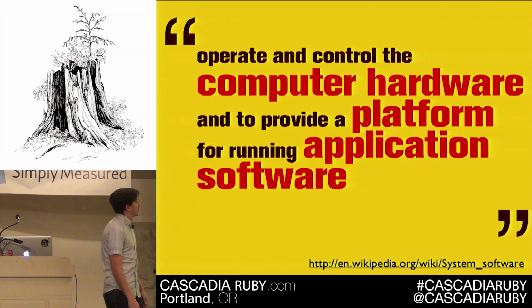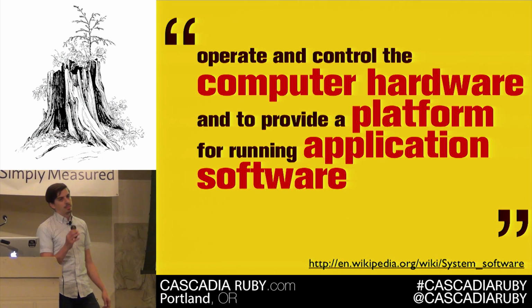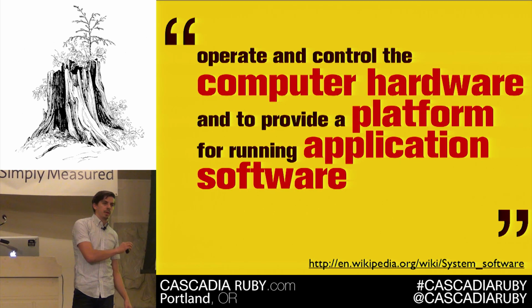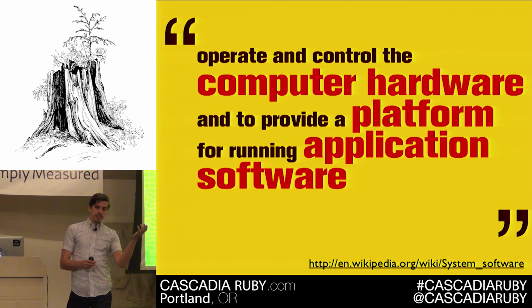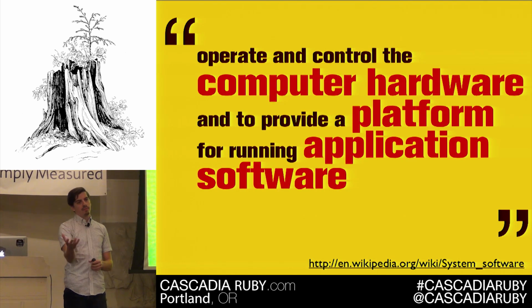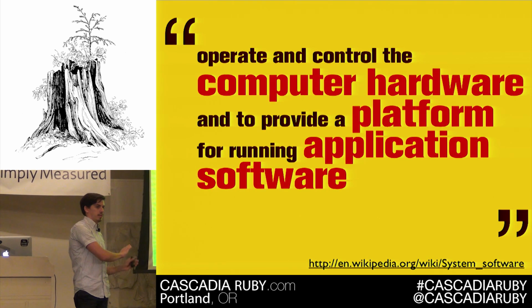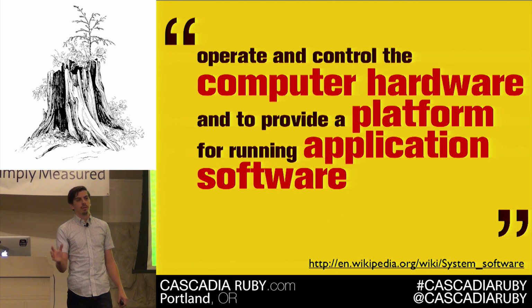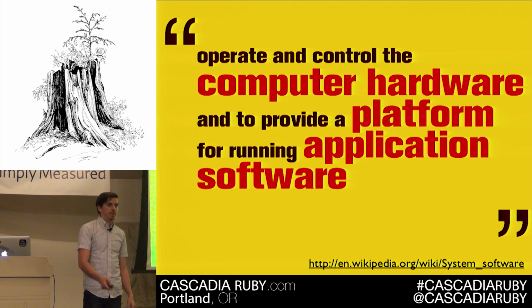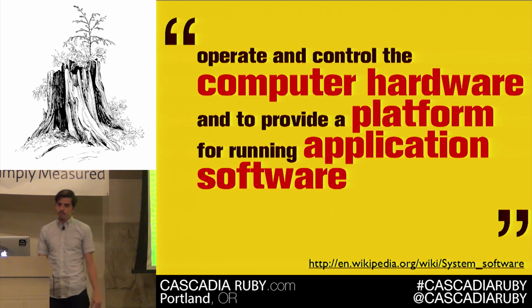I took this quote from Wikipedia. I really like it, and it has 2 pieces. I'll read it first: to operate and control the computer hardware and to provide a platform for running application software. So there are these 2 pieces. We're both connecting directly with the computer hardware, and there's this platform for other software to run on top of. So we're doing very low-level things where we're talking to the hardware, and this is software that usually doesn't have a user interface directly. It's software that other software is running on top of. So we're talking about APIs and interfaces between programs more than user interfaces.